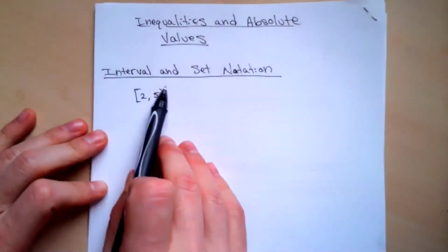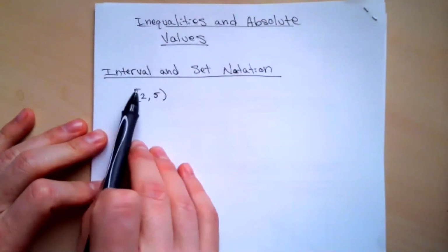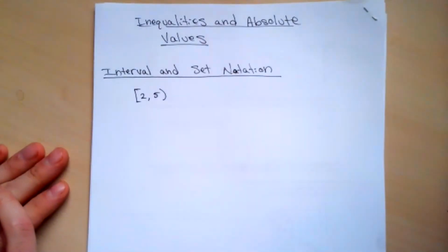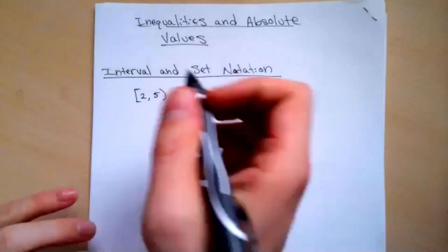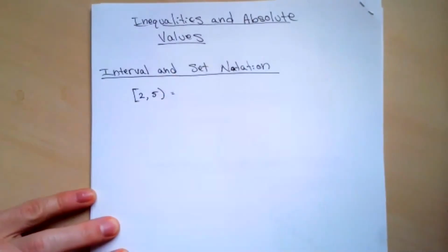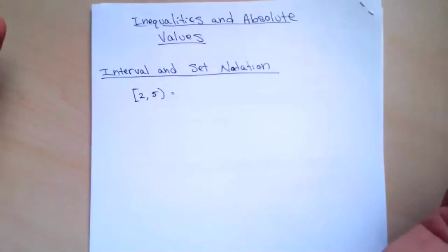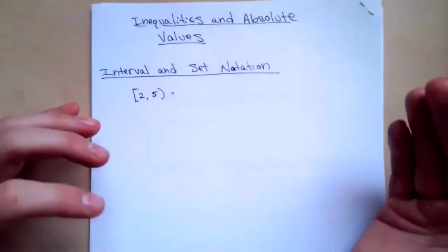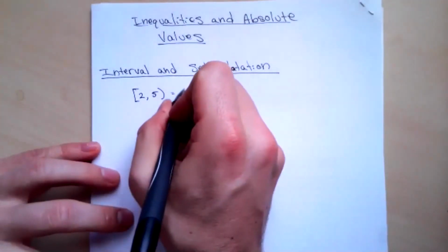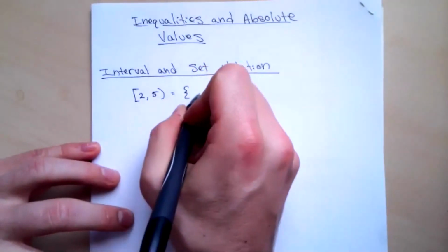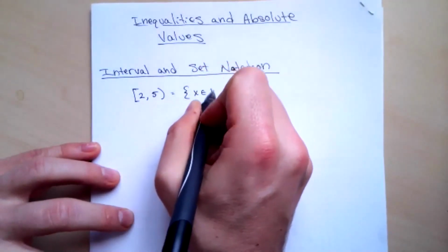So you guys have probably seen stuff like this, 2, 5 with a square bracket, or sometimes we use round brackets. The other way we write this is with set notation. Set notation, think of a set as just a collection of numbers, usually on the real number line. And we always write sets with squiggly brackets. And we'll write things like this.